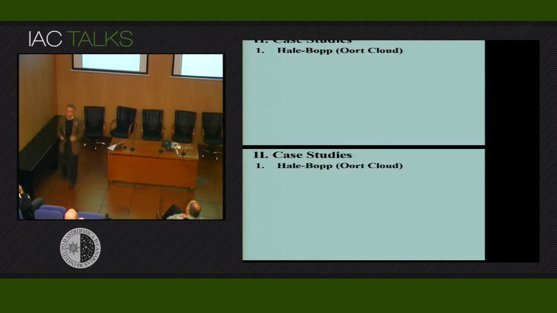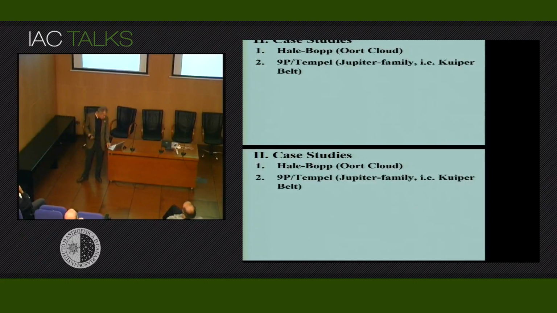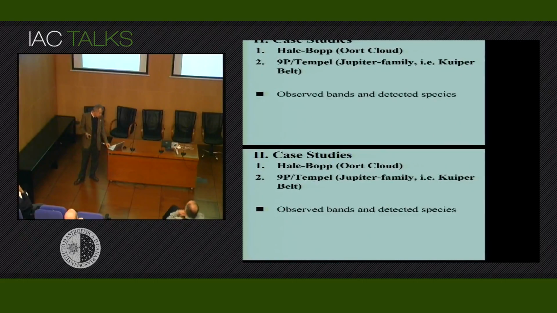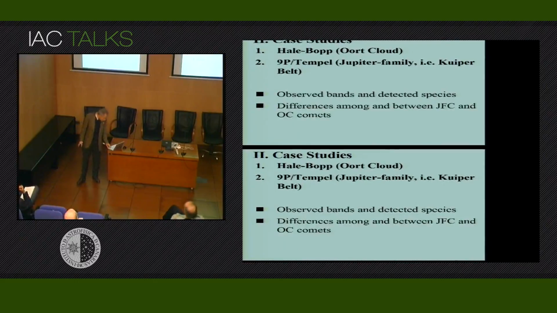My case studies are comet Hale-Bopp, which is the Oort cloud comet, and comet 9P Tempel, which is a Jupiter family comet. And as I said, Jupiter family comets come from the Kuiper belt, or the trans-Neptunian region. So I'm going to tell you a little bit about the observed bands and what those bands tell us about the detected species. And I'm going to tell you about the differences among each of the two classes, Jupiter family comets and Oort cloud comets, and between them.